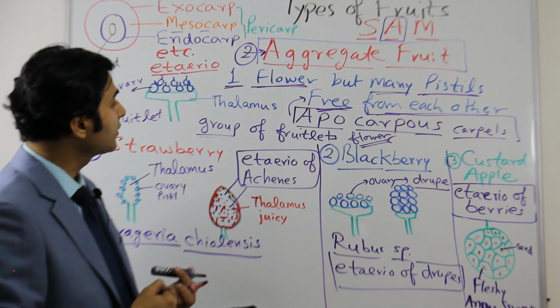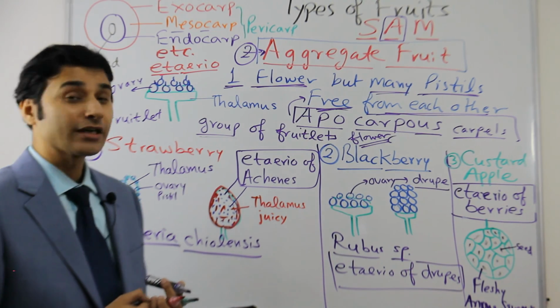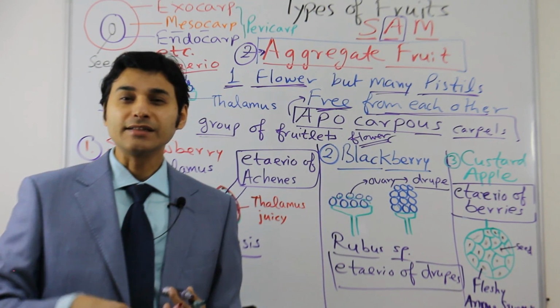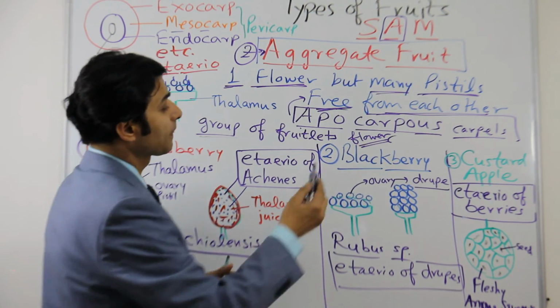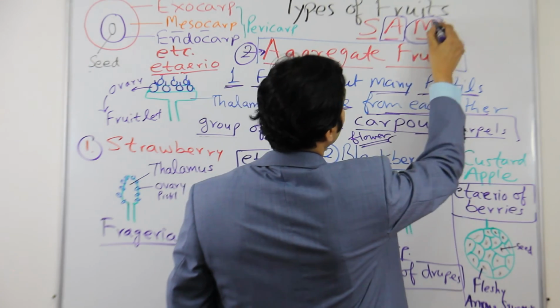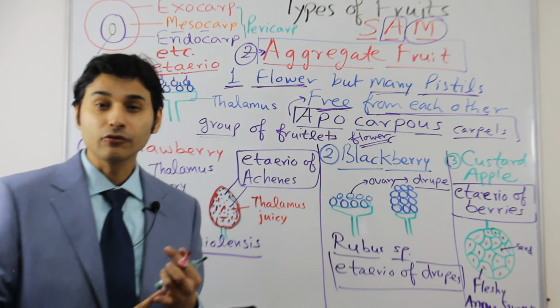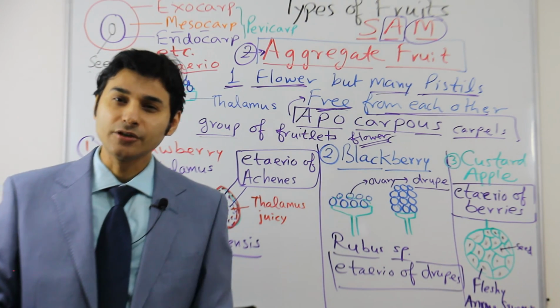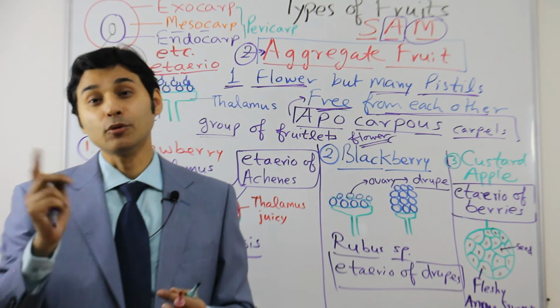So I think now this is clear, all these types of aggregate fruit. So this is how we finish the aggregate fruit. In the next video, I will discuss the multiple fruit or the compound fruit and the types of compound fruit and the examples, the concepts and the method to remember the multiple or composite fruit.